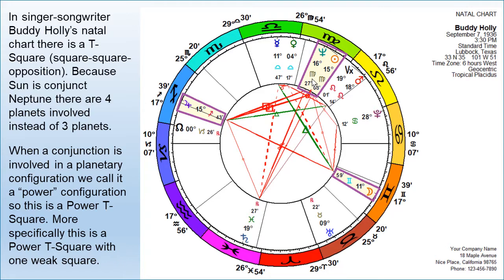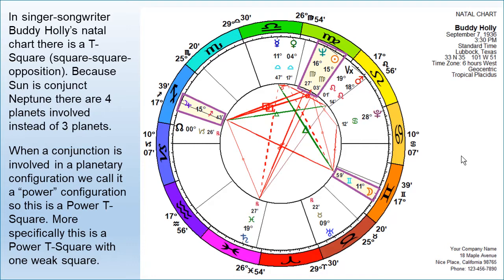With that conjunction involved, we call it a power configuration. So the fast way to say this, you could say, he has a T-square, and one of the points in the T-square is actually a conjunction, and whoa, you've had to describe this whole thing. It's nice to have a label for this, and we call it power. So we call it a power T-square.